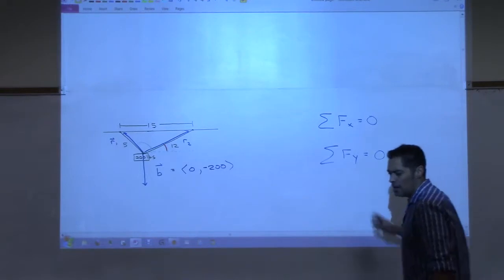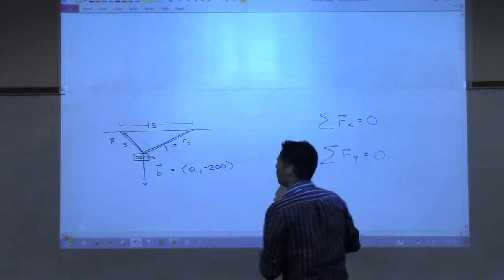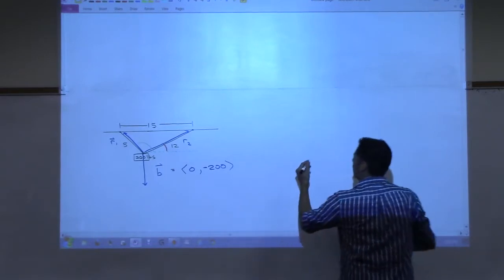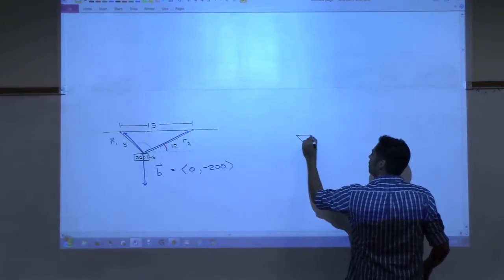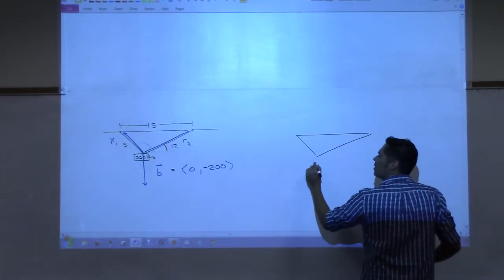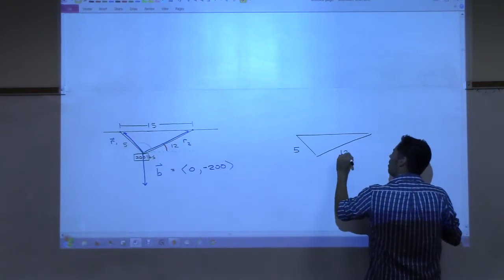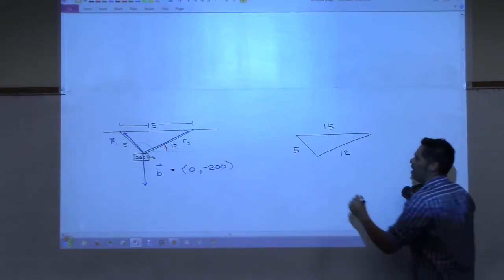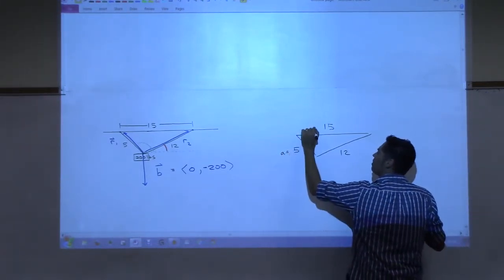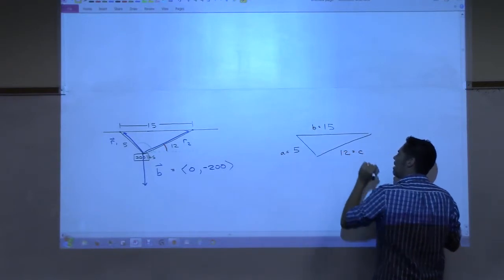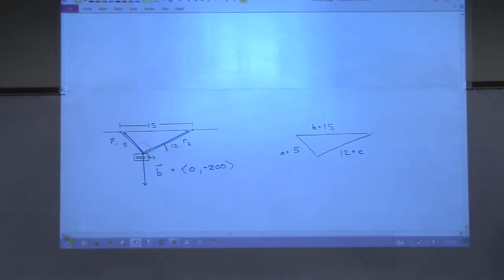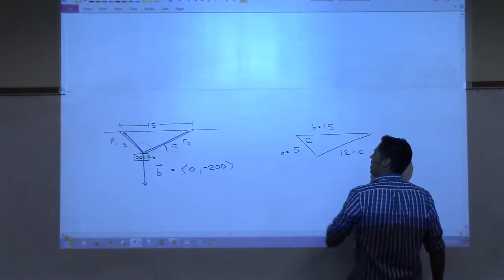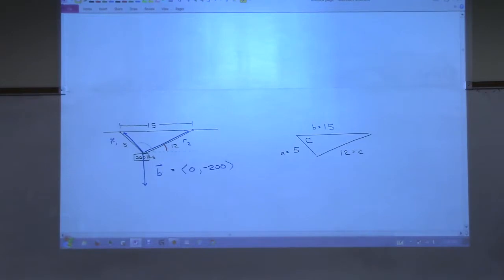So let's take that triangle and just draw it to the side over here. Okay. Let's draw that triangle over here. 5, 12, 15, right? And let's label these. How about this is little a, this is little b, this is little c. That way it corresponds to our formulas. And let's go after this angle capital C first.